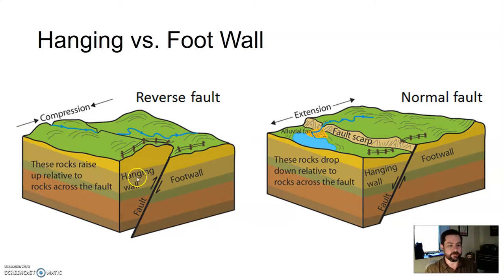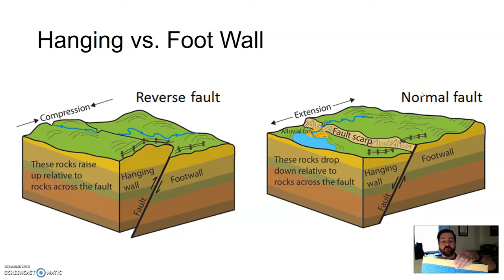So again, if you have a hanging wall going up, this little arrow represents it's going up relative to the foot wall along this fault, that's due to compressional stress, it's a reverse fault. The opposite of that is when the hanging wall drops relative to the foot wall, that's due to tensional stress or something being extended, and that creates a normal fault.